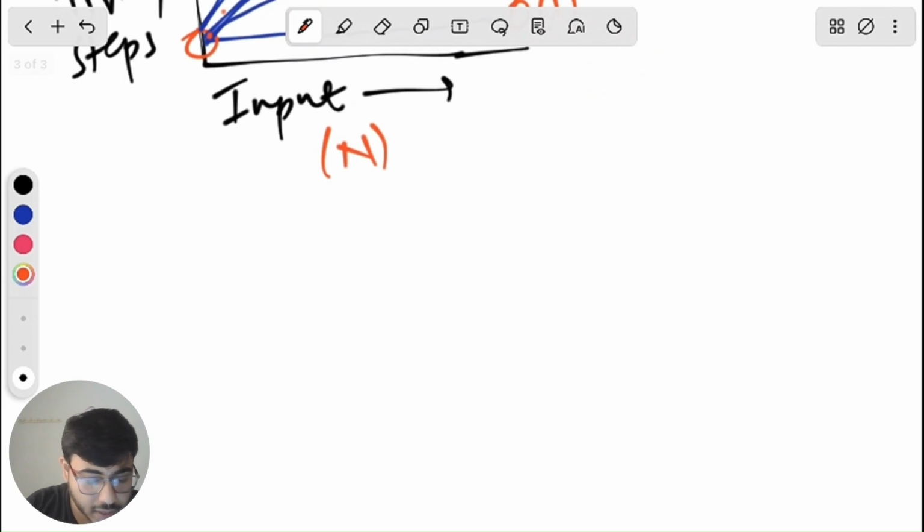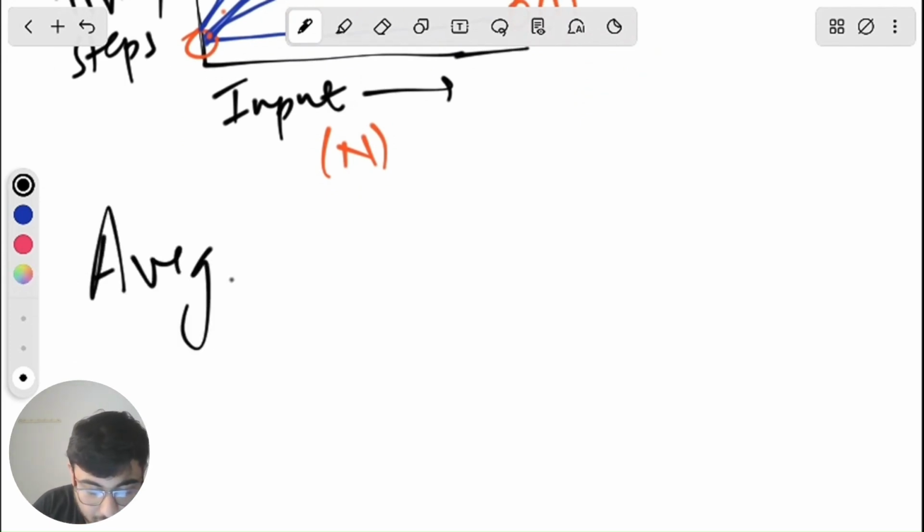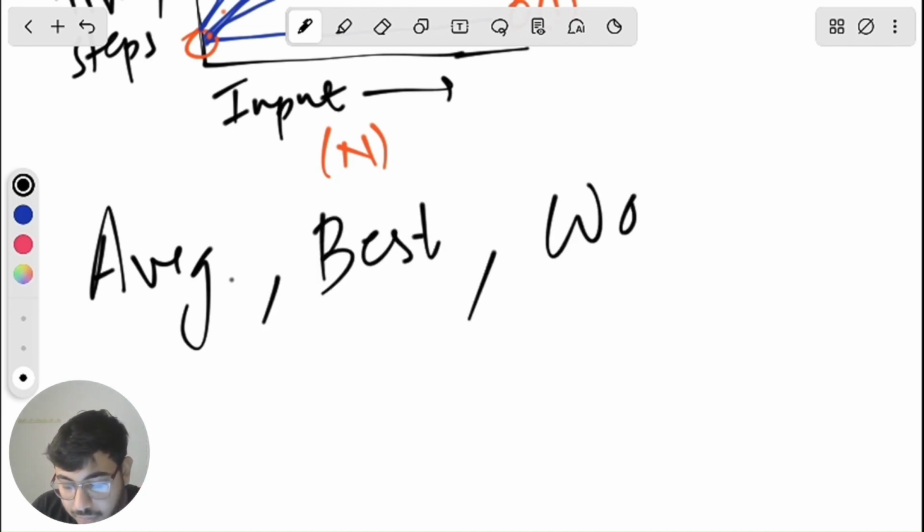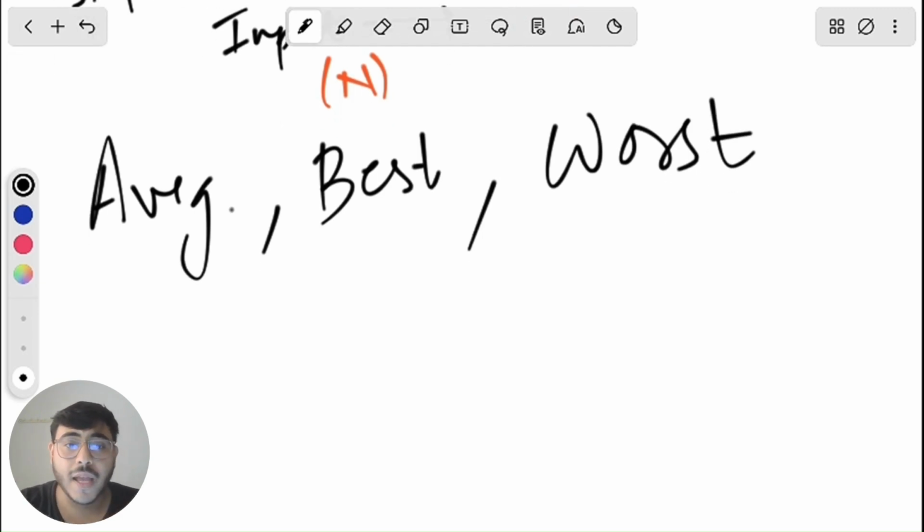Continuing this, we have three things: average case time complexity, best case, and worst case. And why do we even need them? Simple. If we have the worst case, we can get an upper bound. This is basically the maximum time in which my algorithm will solve my problem. But then why do we need the average case and best case? Each of them has its pros. Why do we need to consider them?